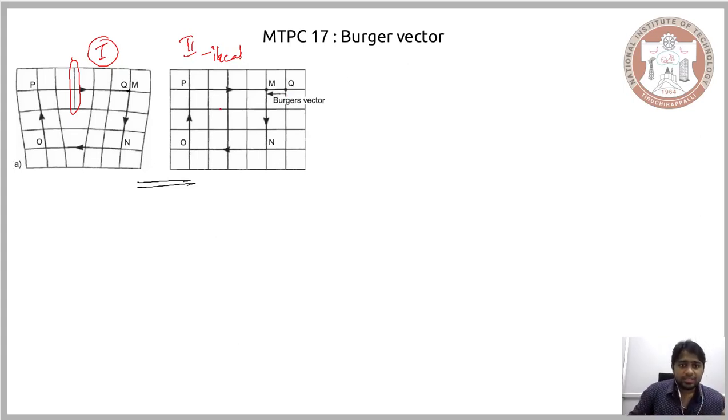Now, this is one way of calculating the Burgers vector. The other way we can do it is we can start with the system 2. We can start with the ideal system. So let me use a different color to distinguish it. We can start with the ideal system. So this is our starting point.